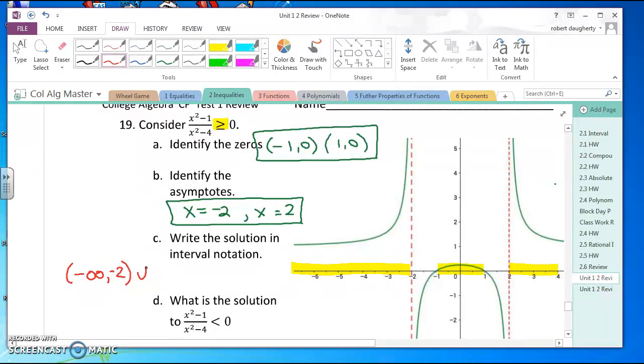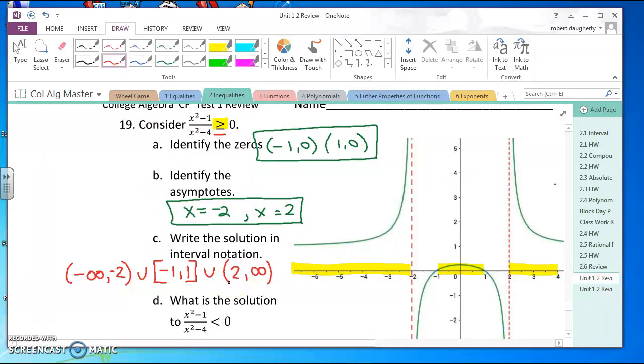And then from -1 to 1, remember I've got greater than or equal to, and these are zeros, so I'm going to have square brackets here. And then the next interval is 2 to infinity. Infinity is always a parentheses. 2 is an asymptote, so it has a parentheses as well.